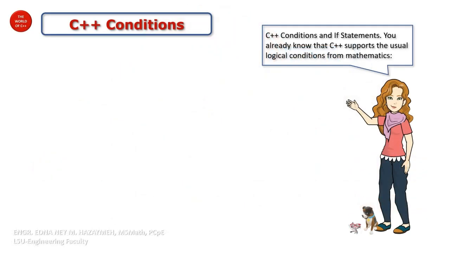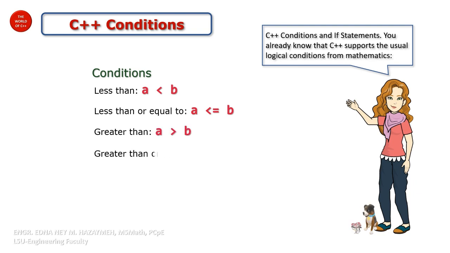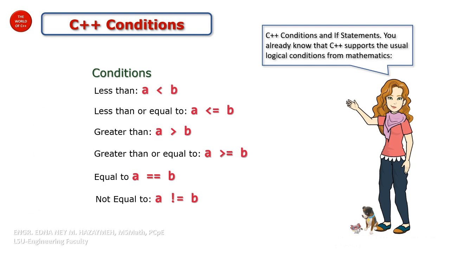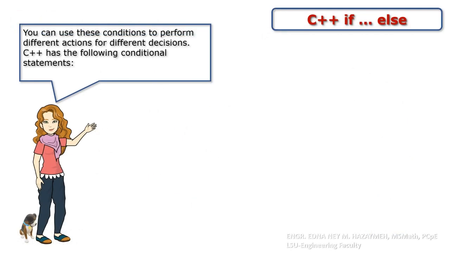In part 3, we have learned about the different operators. Now, we are going to discuss the different conditions. C++ conditions and if statements. You already know that C++ supports the usual logical conditions from mathematics. Here are the different conditional statements: less than or equal to, greater than or equal to, not equal to. You can use these conditions to perform different actions for different decisions.